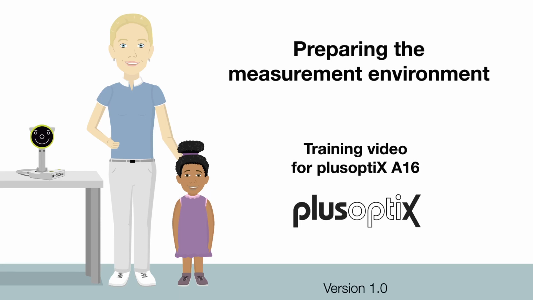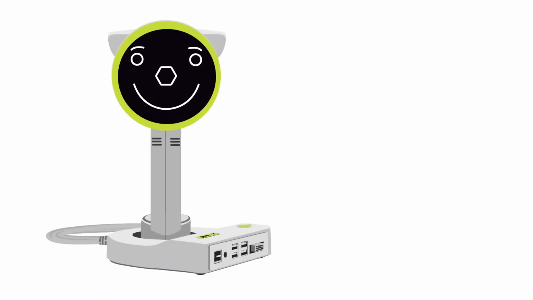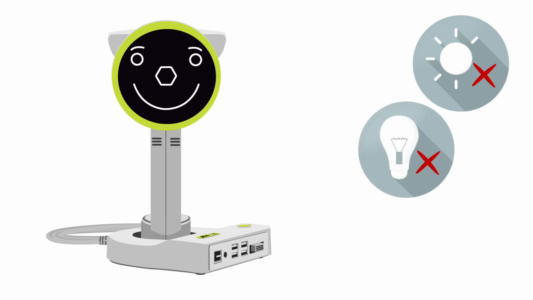This plusoptiX training video will help you prepare your measuring room for optimal measurement results using your plusoptiX A16 pediatric autorefractor. plusoptiX devices operate using infrared light, which is also present in sunlight, and heat-producing light sources such as incandescent and halogen light bulbs. If a light source produces heat, it also produces infrared light, which may interfere with your plusoptiX device. Infrared light is invisible and is totally harmless to your eyes.